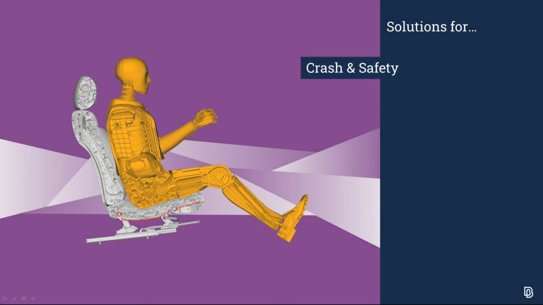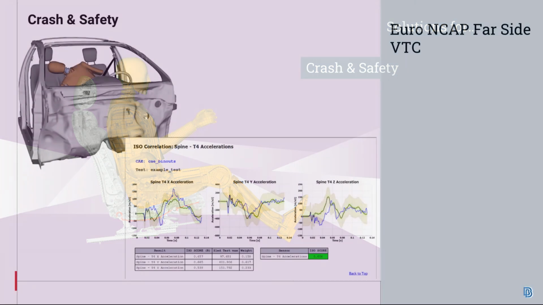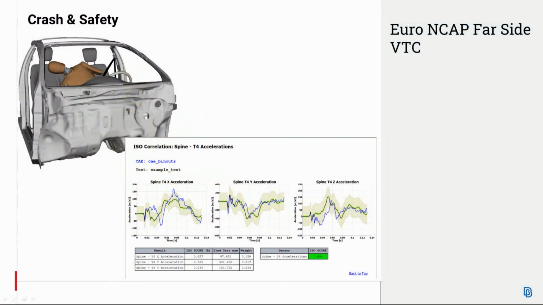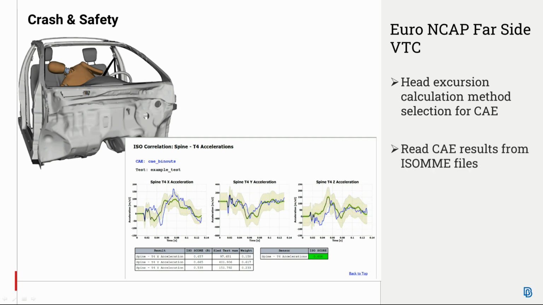Moving on to the disciplines, and starting with Crash and Safety. In the Euro NCAP Farside VTC tool, it is now possible to select if the CAE head excursion will be calculated from the head and B-pillar coordinate time history results, or if the same calculation method that is used for the test results will be applied for CAE too. We can read CAE results from ISO MME files. PAMCrash ERF is supported as a separate folder. We have also supported a new unit system.